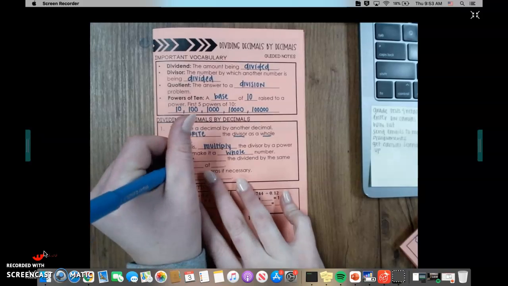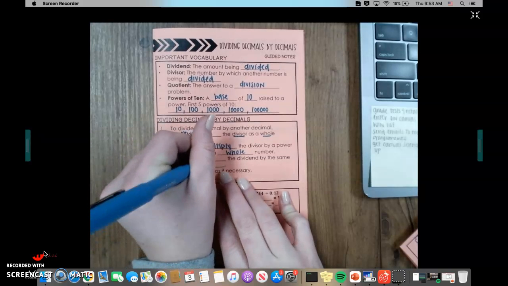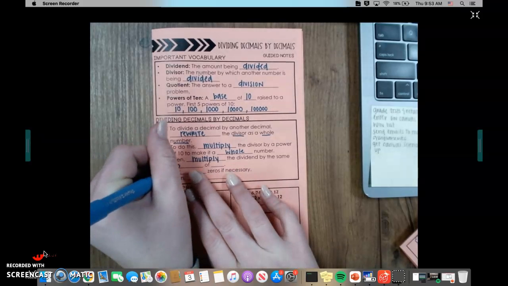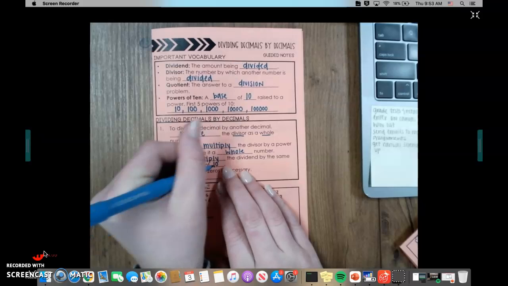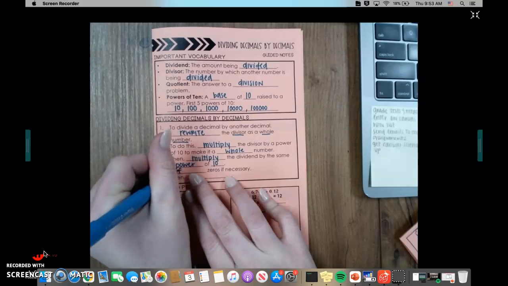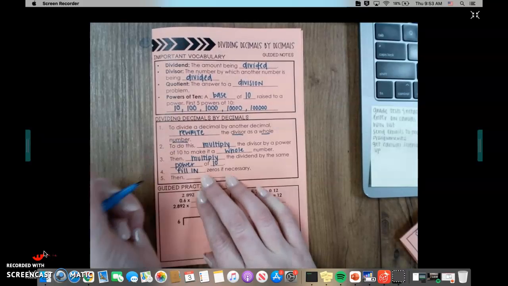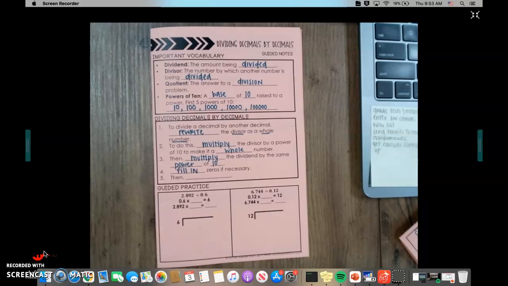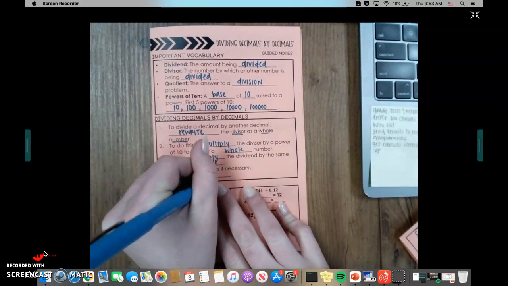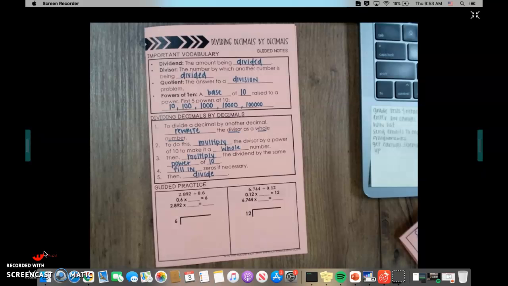And then we need to multiply the dividend by the same power of 10. Because if we do it to the divisor, we need to do it to the dividend. Keep it equal for both of them. And then we need to fill in zeros if necessary. And the last step is we're just then going to divide like normal. Use the same rules as we did on Monday and Tuesday.